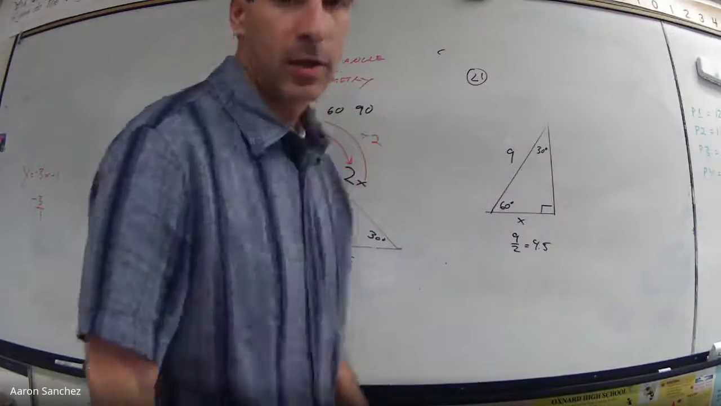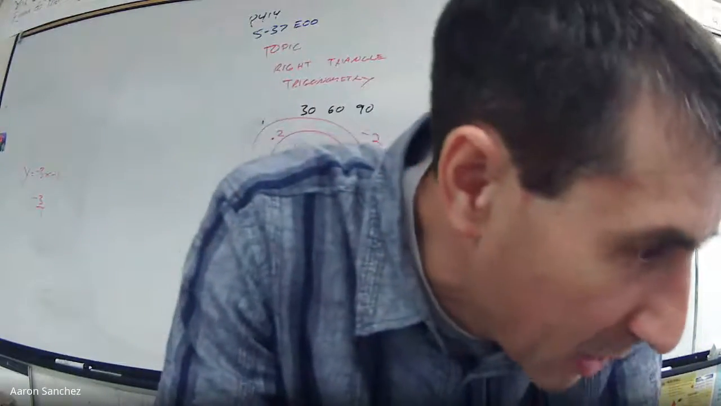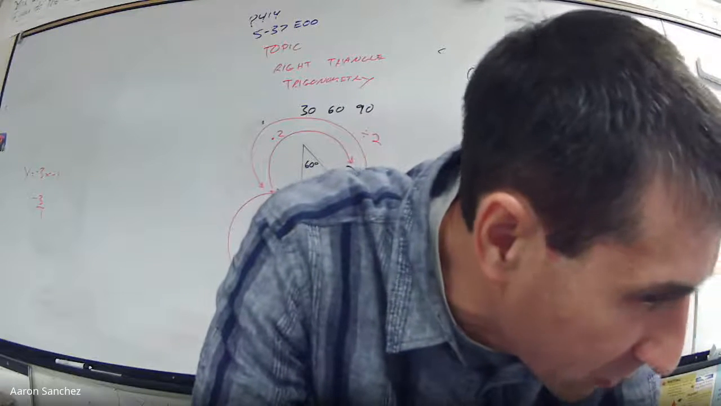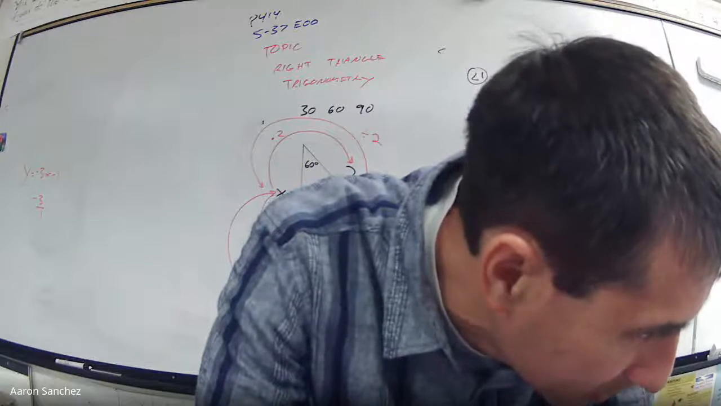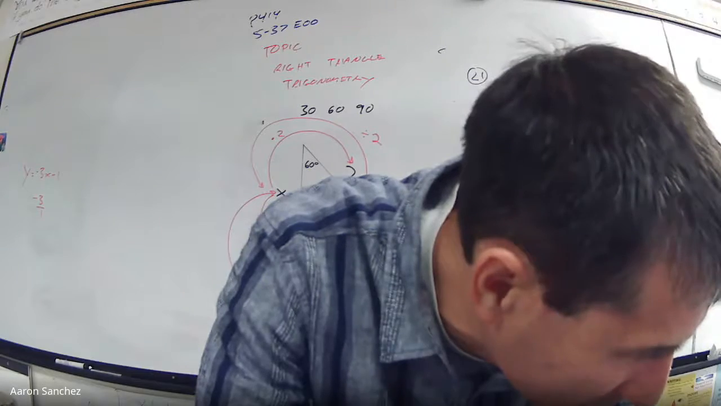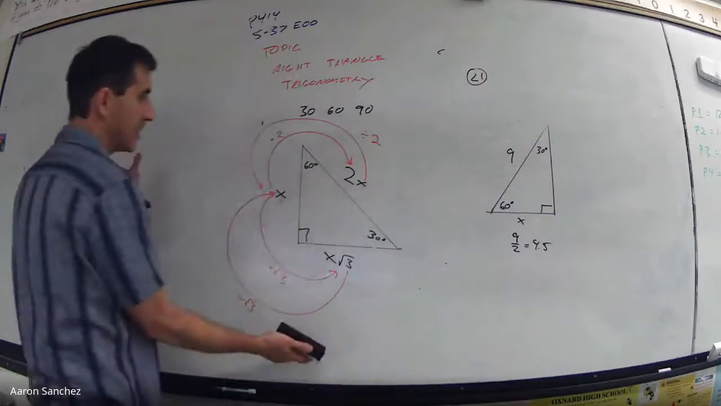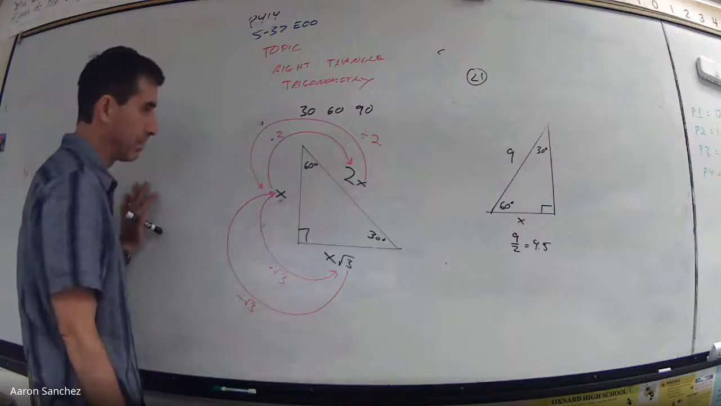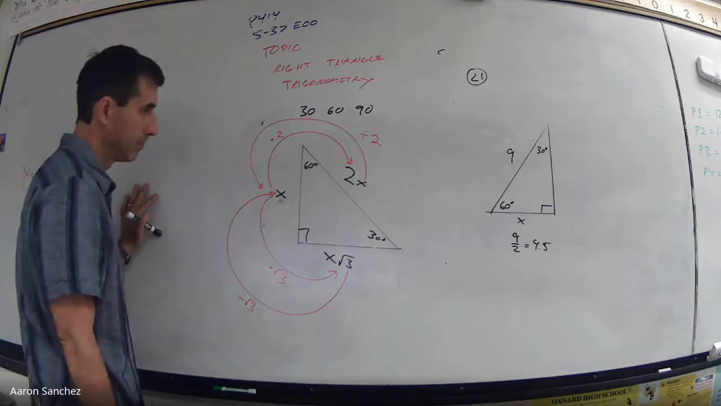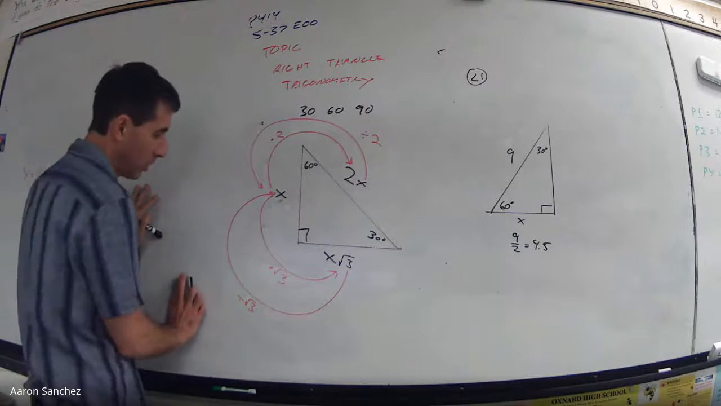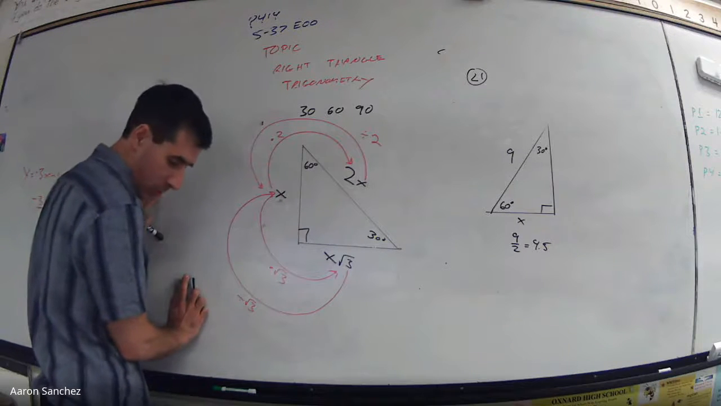Okay. Now, 25 is a 45, 45, 90 triangle. Raise your hand if you want me to do a quick review on the 45, 45, 90 triangle. Sensei, show me the 45, 45, 90. Okay, I'll do the 45, 45, 90 real quick. I'm going to erase this in 10 seconds unless someone needs it. 5, 4, 3, 2, 1.